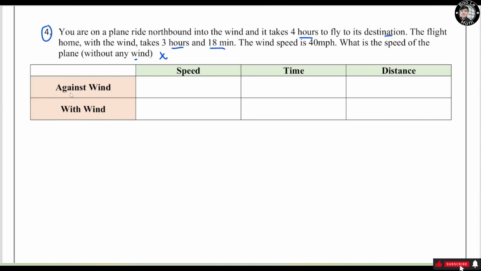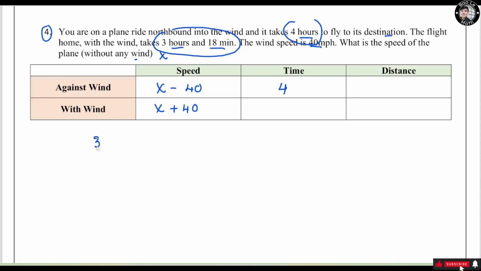Now, when you fly against the wind, the actual speed should be s minus 40, because the wind speed is 40 miles per hour. With the wind, it's going to be s plus 40. The time you fly against the wind is going to be 4 hours. The time you fly with the wind is going to be 3 hours and 18 minutes.